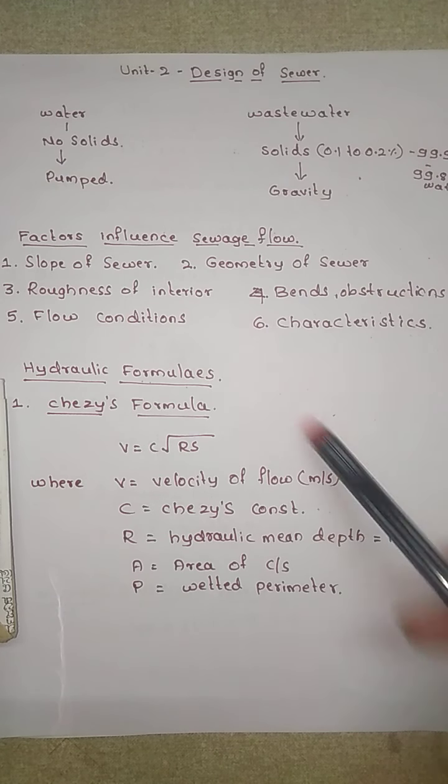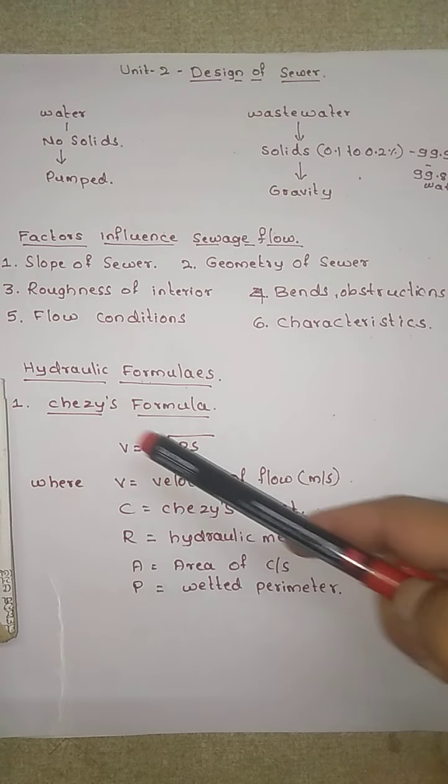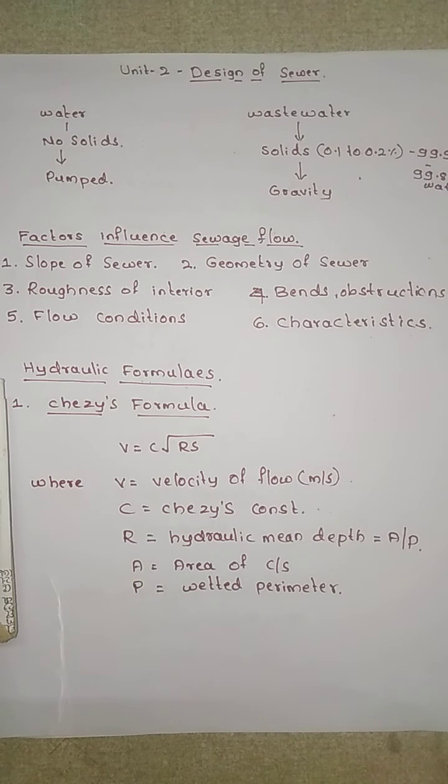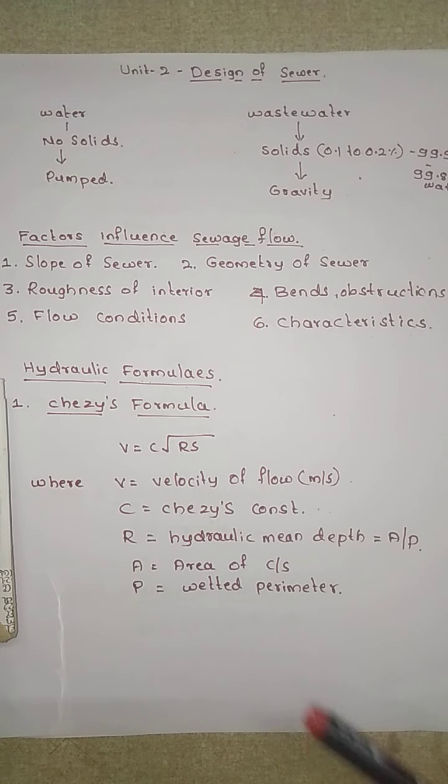Then coming to the hydraulic formulas that we are going to use in order to calculate the velocities, we are going to use Chezy's formula, where V is equal to C square root of RS, where the velocity will be in terms of meter per second.